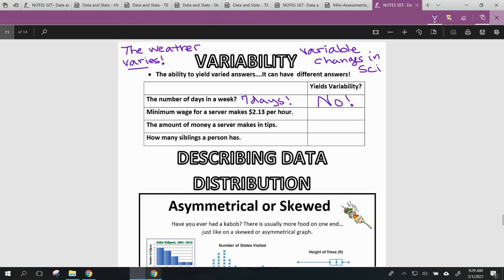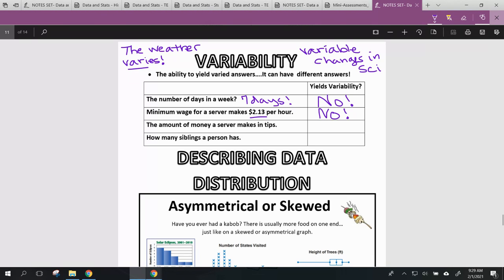If we walked into a restaurant and asked the servers, what is minimum wage for a server? The minimum wage, at least in Texas, when I created this, was $2.13. And the minimum wage is the same for all servers. So it yields no variability. It's going to be the same for all of them.